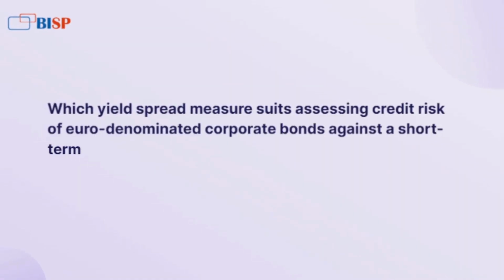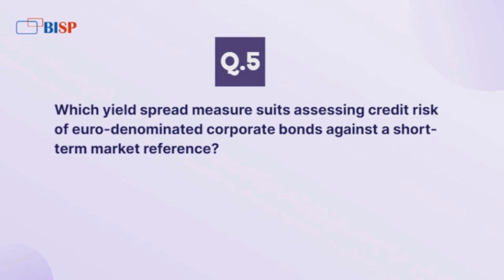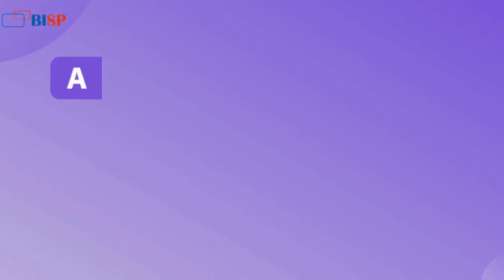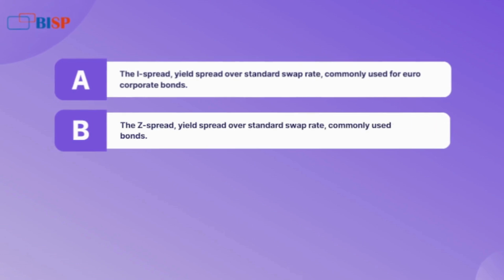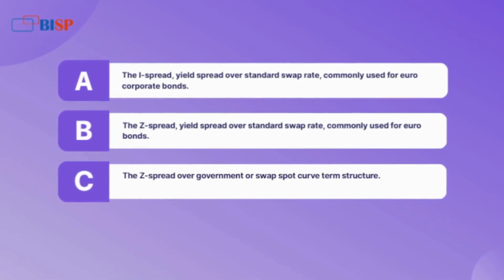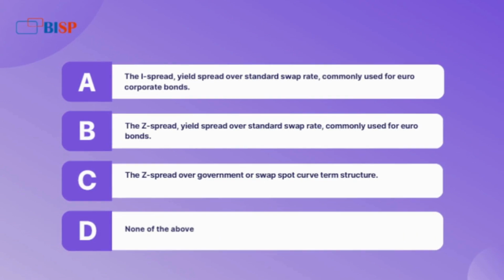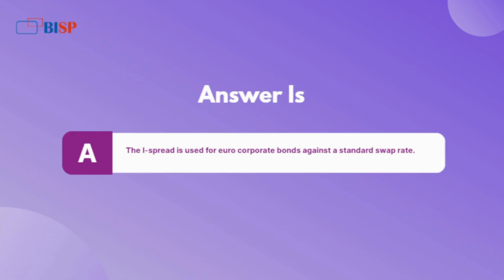Which yield spread measure suits assessing credit risk of euro-denominated corporate bonds against a short-term market reference? A. The I-spread, yield spread over standard swap rate, commonly used for euro corporate bonds. B. The Z-spread, yield spread over standard swap rate, commonly used for euro bonds. C. The Z-spread over government or swap spot curve term structure. D. None of the above. Answer is A. The I-spread is used for euro corporate bonds against the standard swap rate.